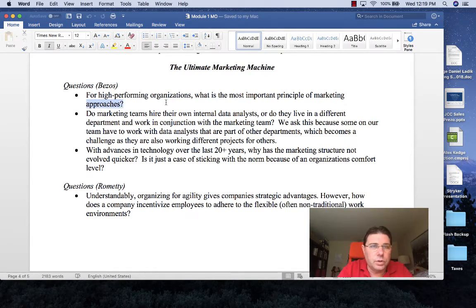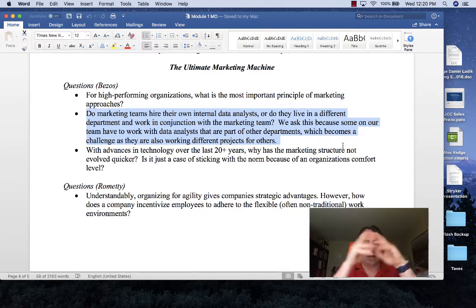Team Bezos says, for high-performing organizations, what is the most important principle of marketing approaches? Well, I think I've already answered this question. You know exactly what I'm going to say. Do marketing teams hire their own internal data analysts, or do they live in a different department and work in conjunction with the marketing team? We ask this because some of our team have to work with data analysts that are part of other departments, which becomes a challenge as they also work on different projects or for others.